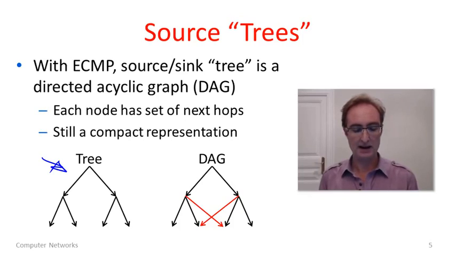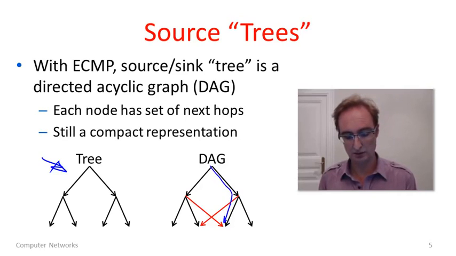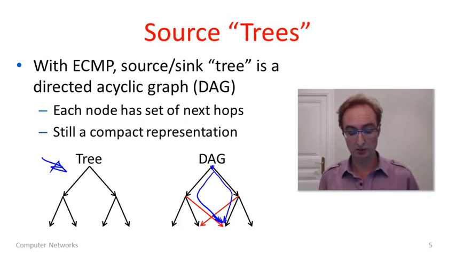In a DAG, however, you can see I've added some of these cross links. Every node can have a set of next hops that it can use to reach a destination. So for instance, there are two paths through here from the source to the one destination. That means from the root, I could go either of two different ways and I would still be able to arrive at this same particular node down at the bottom. It's a DAG, it's acyclic, so there are no cycles or loops in this topology. As you follow paths through here, you'll definitely get to a destination without going round and round in loops. So we haven't admitted loops.